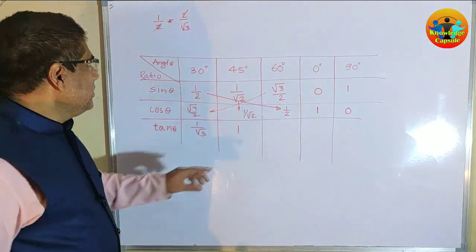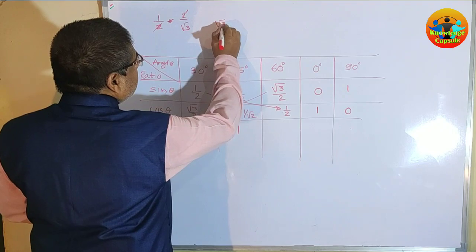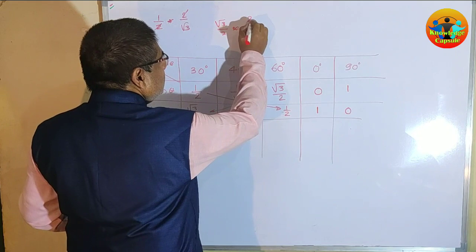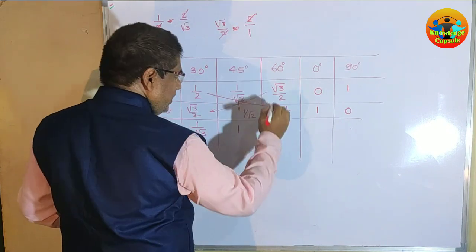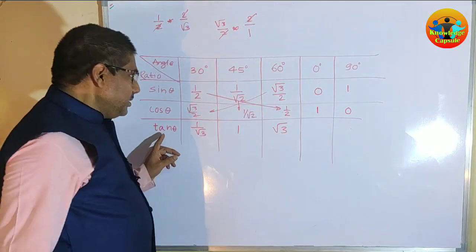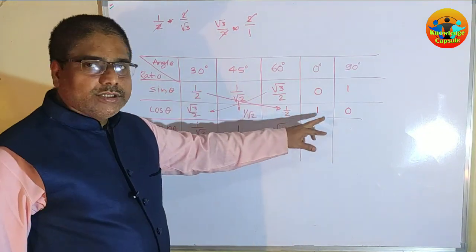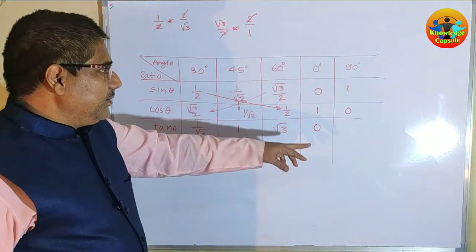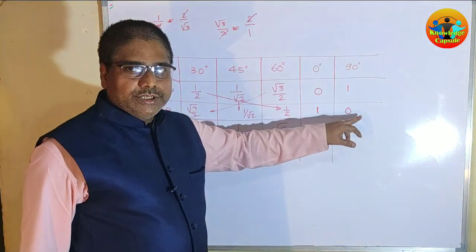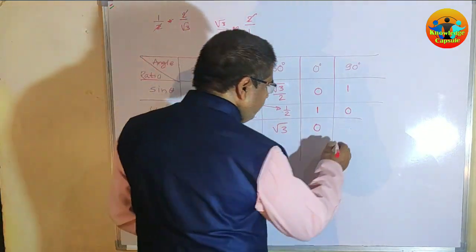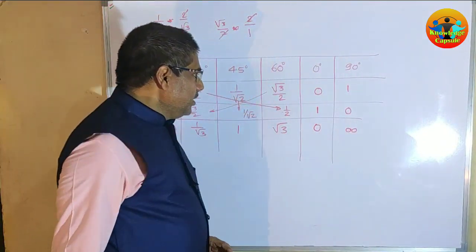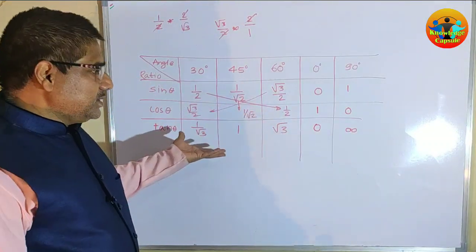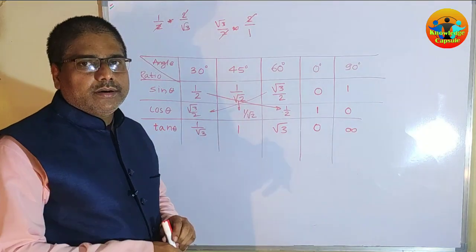Now for tan 60, we will get root 3 by 2 upon 1 by 2. That is, it will become 2 by 1. It is root 3. Tan 0, sin 0 upon cos 0, 0 by 1 is 0. And tan 90, sin by cos, that is 1 by 0, equal to infinity. We do not need to remember all the values, just apply logic. We can write these standard angle values for different trigonometric ratios.